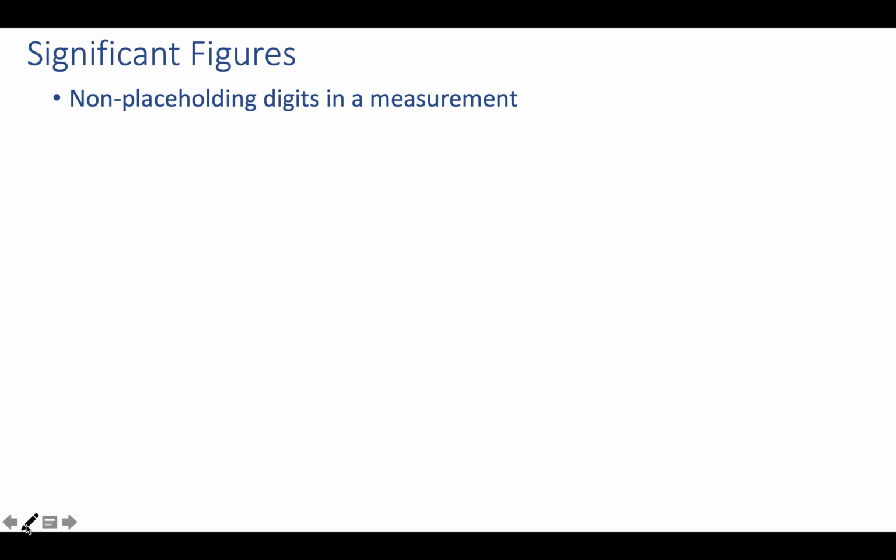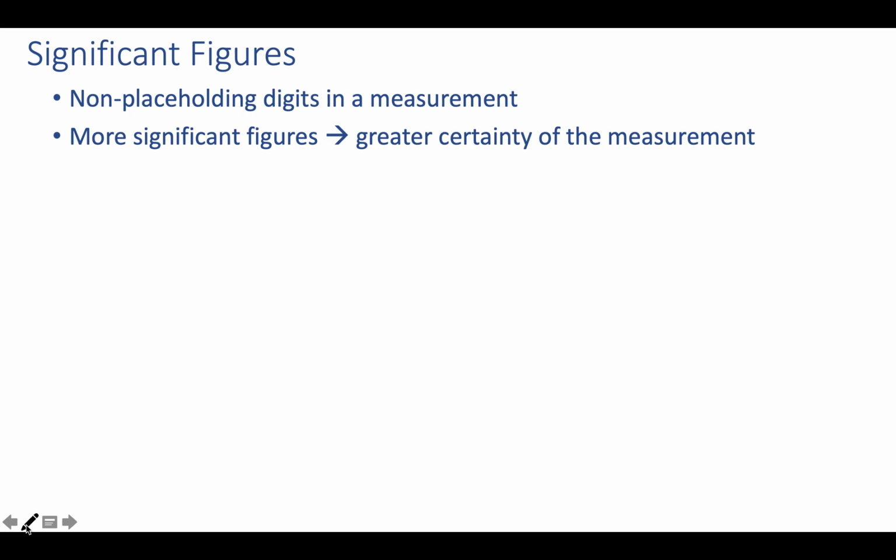So for now, what I want you to remember is that significant figures are any non-place holding digits in a measurement. So that means pretty much any digits that signify the precision of the measurement we're trying to make. And so the more significant figures that we have, or the more precise our measurements, the greater certainty we have of that measurement. So how do we determine if a digit in a number is a significant figure? We have a series of rules in order to determine which digits are significant.